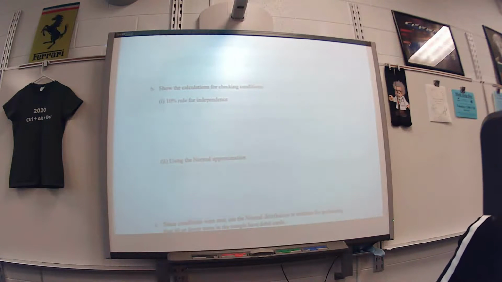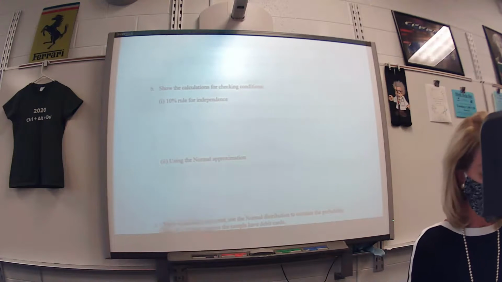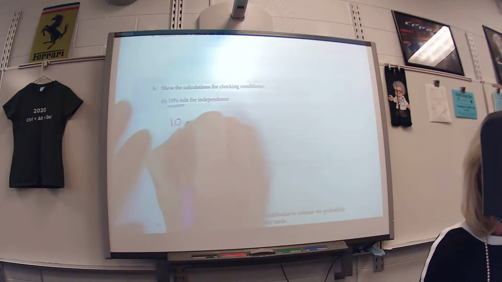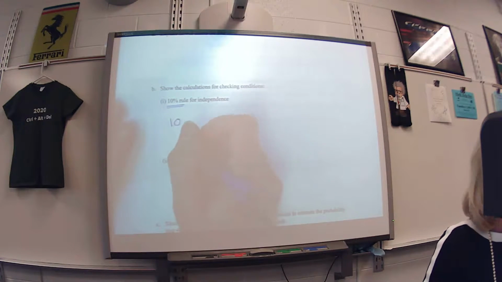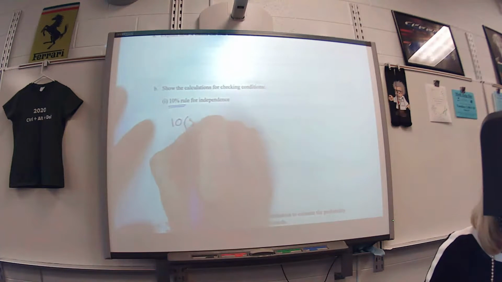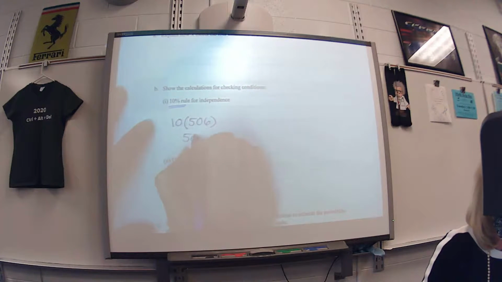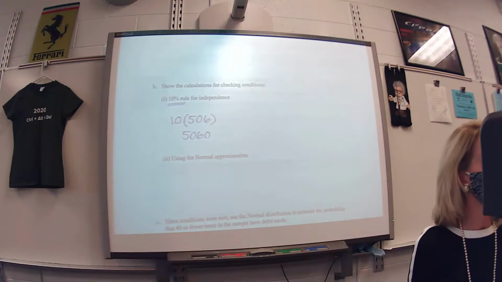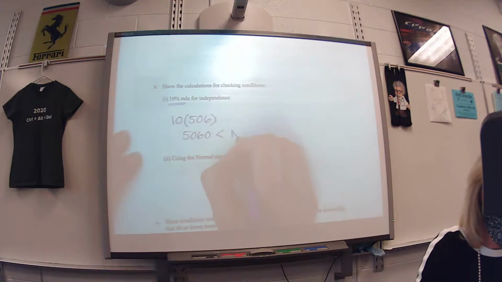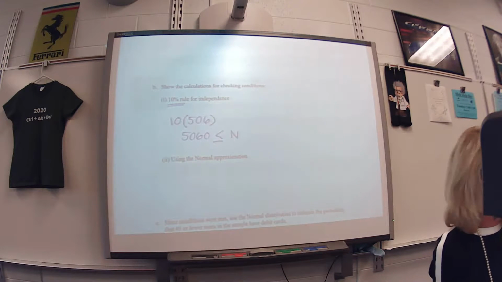So let's say it wasn't independent. This is where the test for independence comes in. The test for independence is the 10% rule. So you take your 10, which is just kind of an established protocol, and then you multiply by your n size, and that comes out to be 5,060. And you compare that to your capital N, your population. Do they care about the equal? It really doesn't matter that much.